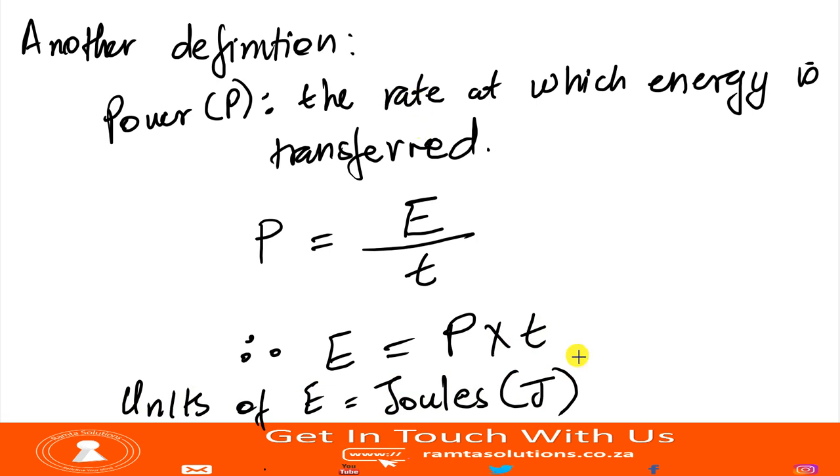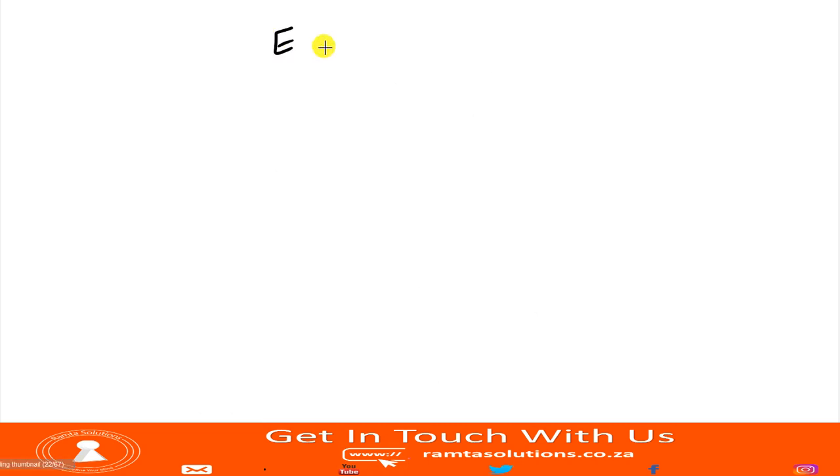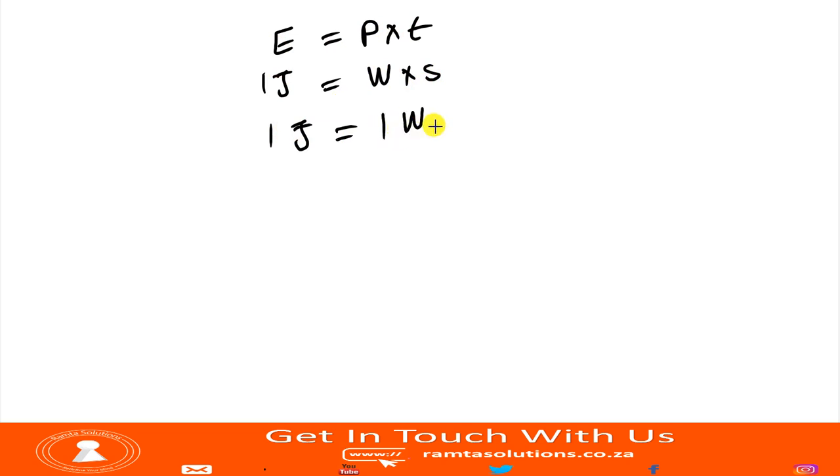But of course, this capital J, let me go to the next page. Remember we said energy is power times time. What are the units of power? Watts. What are the units of time? Seconds. So 1 joule is equal to 1 watt times second.